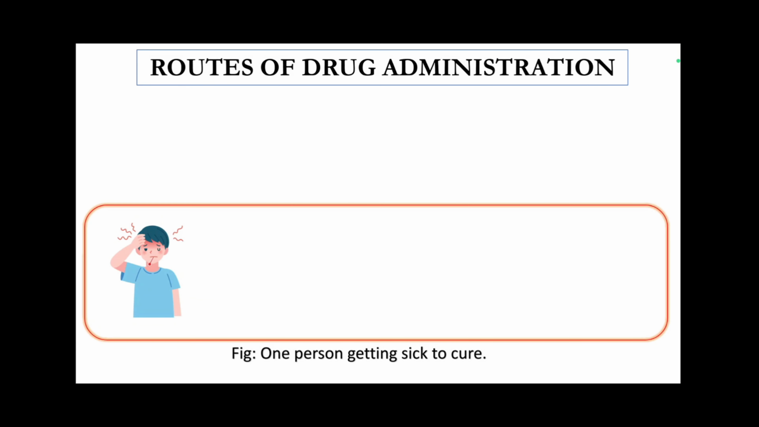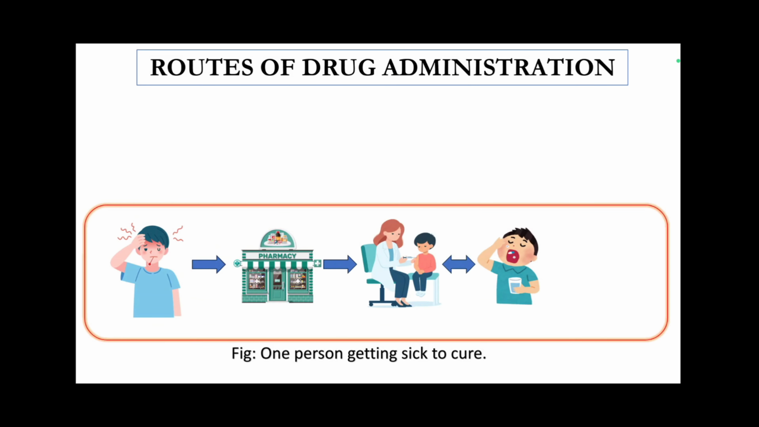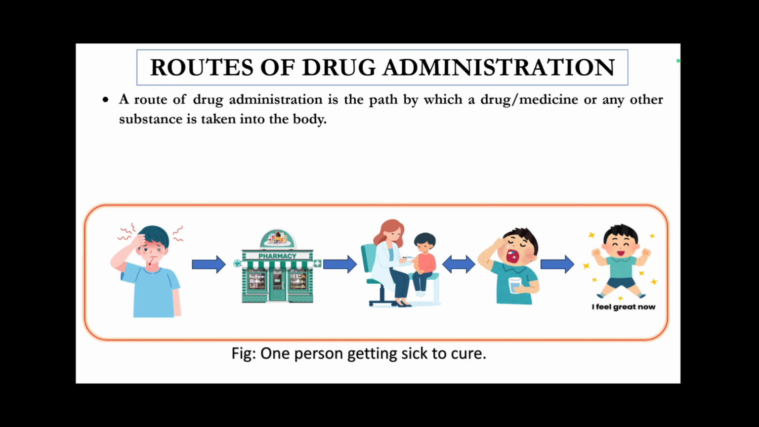Imagine a person is sick. He either goes to consult a doctor or a pharmacy store to bring the medicine. His first job is to take the medicine by the appropriate route, which may include oral or injection. This is known as the routes of drug administration. The reference book definition is: a route of drug administration is the path by which a drug or medicine or any other substance is taken into the body.